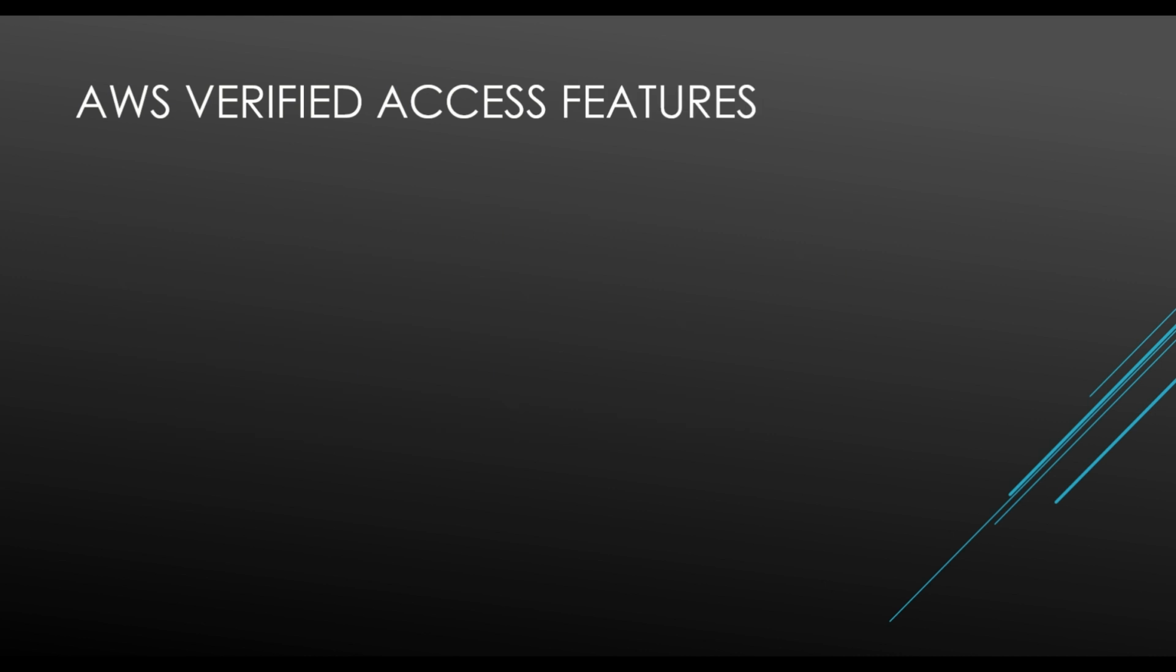Now let's see some of the features of AWS Verified Access. Number 1. Security. Using Verified Access, you can configure fine-grained access for your applications, ensuring that application access is granted only when users meet the specified security requirements. For example, user identity and device security status.